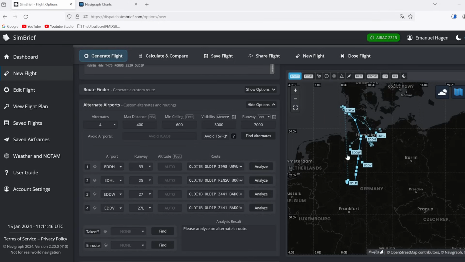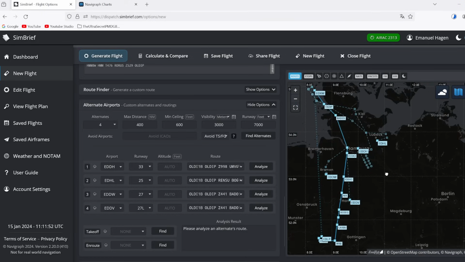Nuremberg is somewhere down here. Now the furthest is Hanover over here. That's less than half the distance. Now, obviously, we need to quickly check the weather as well.